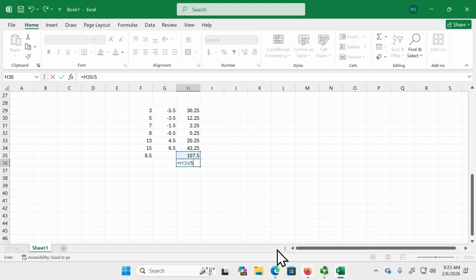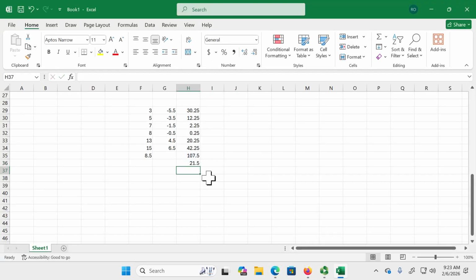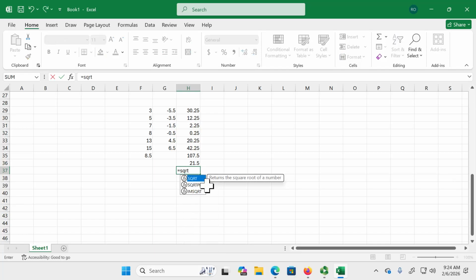But here, I divide that by 5, n minus 1, and I get 21.5. This is actually the variance. And the variance is the square of the standard deviation. We used to have to use variance because that's how we got to standard deviation. We went through literally this calculation, and then we had to take the square root of it. So I need the square root of this number, the square root of the variance, equals SQRT.